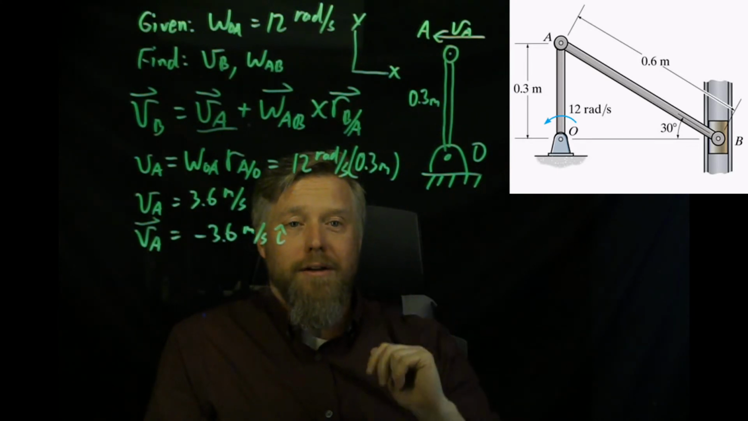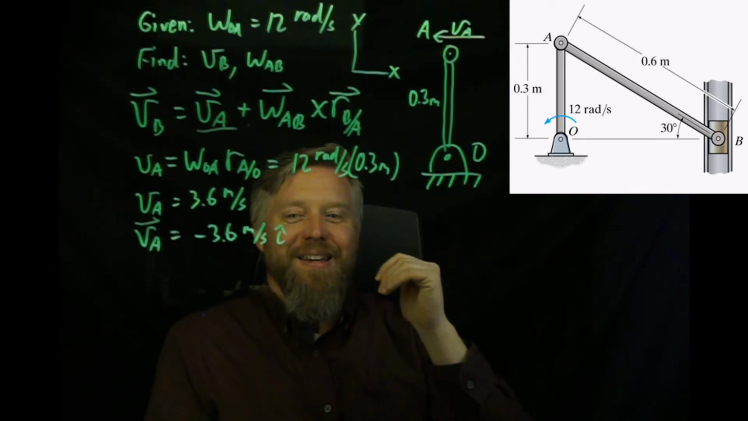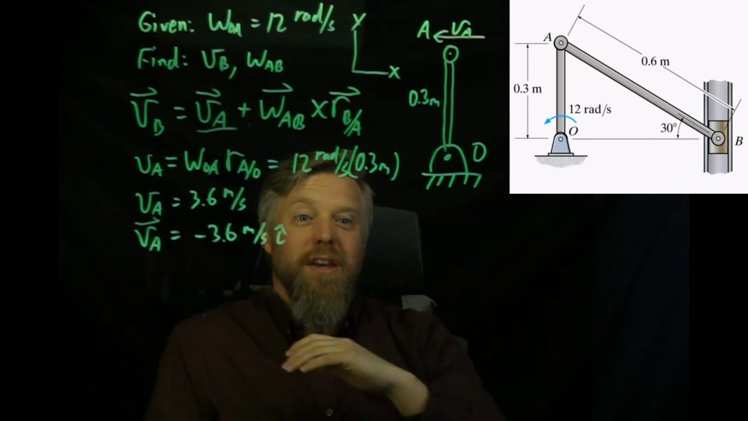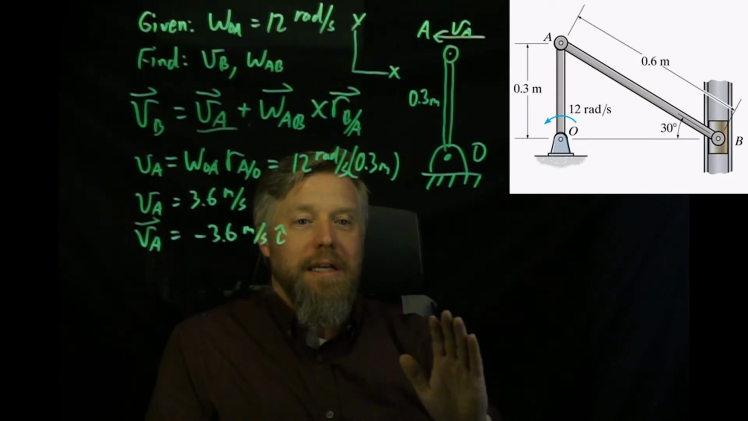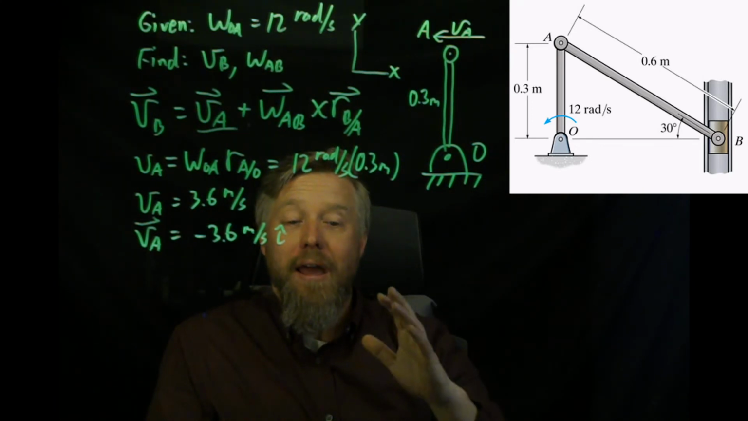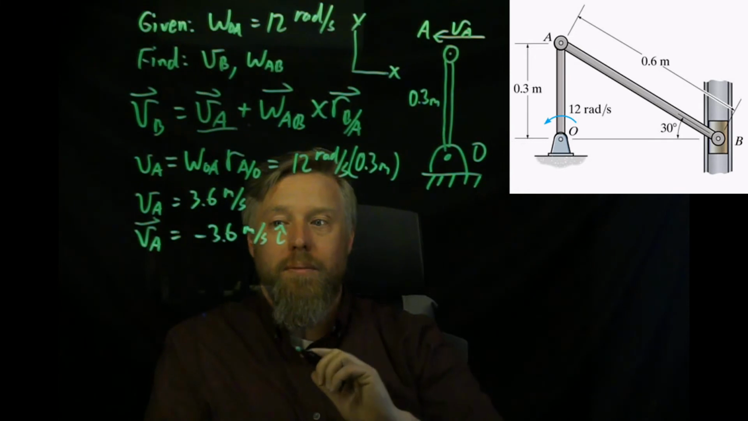Yes, this is my right hand. I know the image is flipped. It gives us a positive direction in the k. But you know, we don't even need to know the sense. We don't even need to know if it's positive or negative. We just need to know that it's in the k. It has to be in the k because we're in general planar motion.